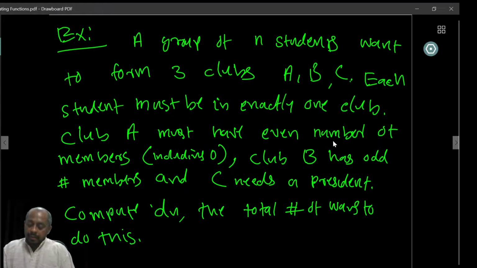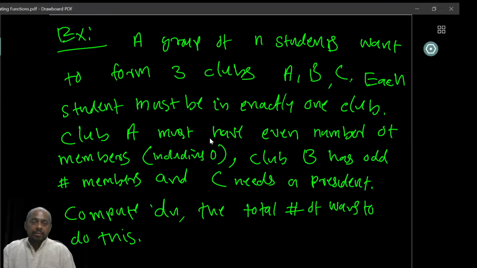Now club A must have an even number of members. That is one condition. It can be 0 also, there can be a club without anybody. So club A must have an even number of members. Club B should have an odd number of members. And we say that club C needs a president. Now compute Dn, the total number of ways to do all these things together. So what is Dn? That is the question.